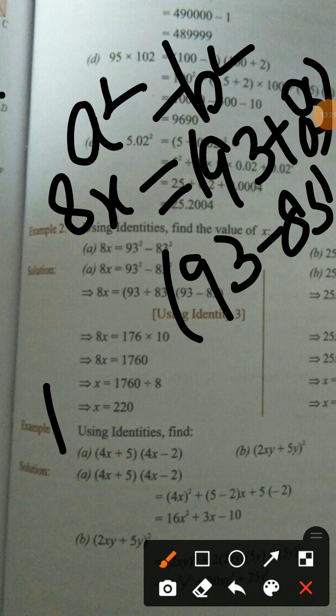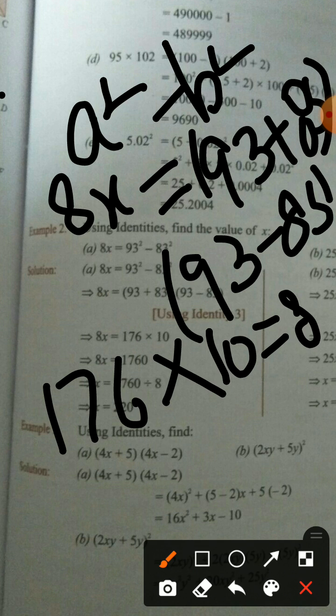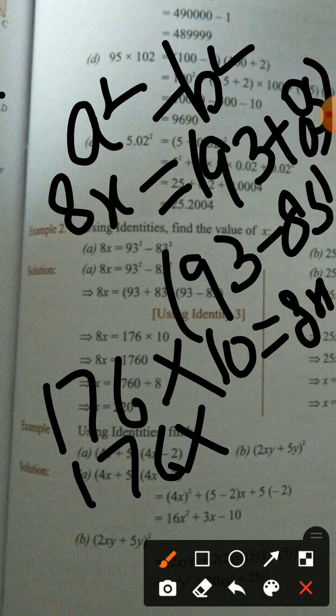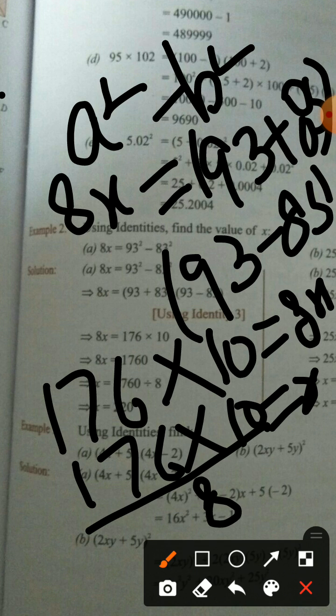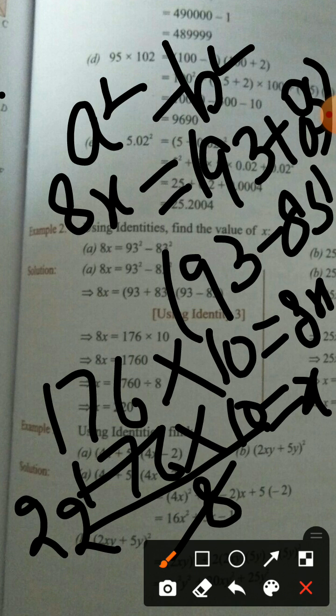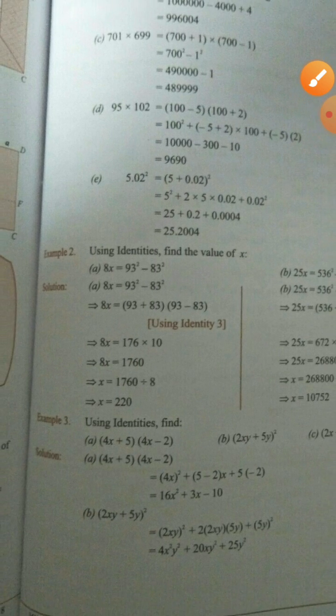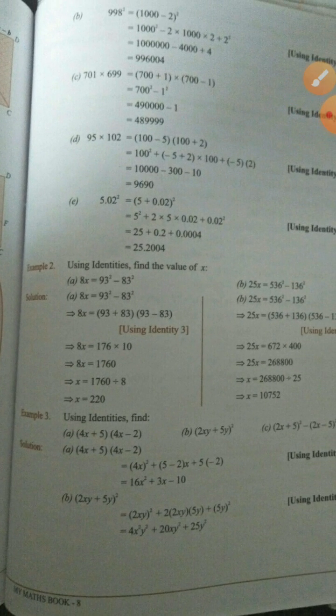So now 93 plus 83 multiplied by 93 minus 83. What you will get? 176 into 10. It is equal to 8x. X is in multiplication. You will take it as division on the right side. This will get cancelled out, 22. So you get the value of x as 220. So this is how you use the identity to find the value of x.